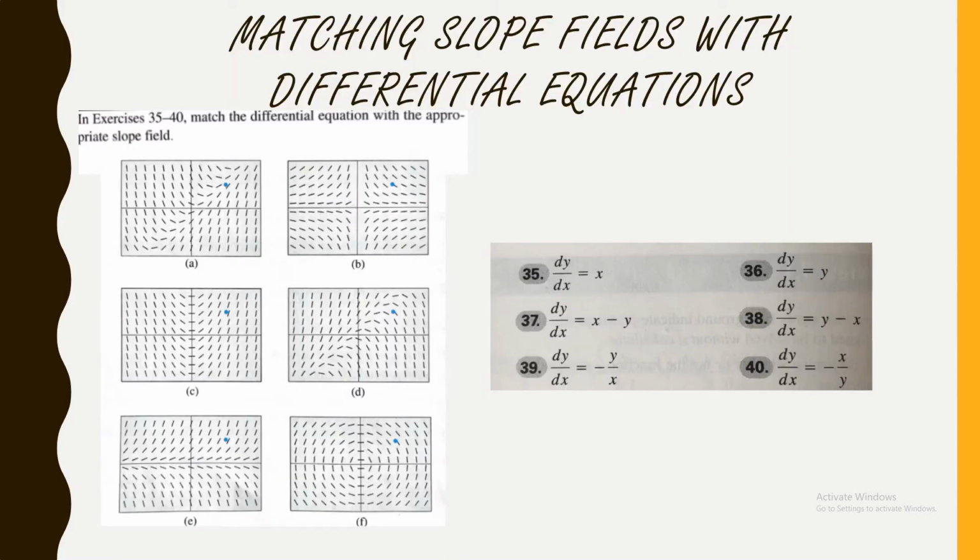36 is dy/dx equals y. The slopes will only depend on the y value, therefore all points with the same y value must have the same slope, which is why E is the one that matches the differential.